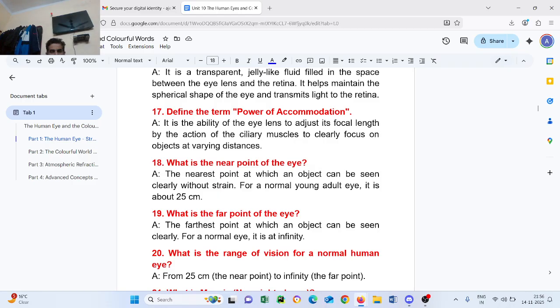Question number 19. What is the far point of the eye? The furthest point at which an object can be seen clearly. For a normal eye, it is at infinity.